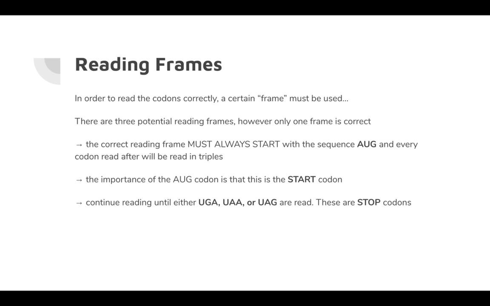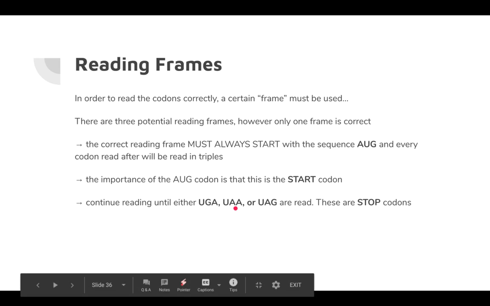Something important to remember is reading frames. In order to read the codons correctly, you need to take a certain frame. A certain perspective must be used. So there are 3 potential reading frames, but only one is correct. And the one that's correct is the one that starts with the sequence AUG. The importance of AUG is that it's the start codon. AUG will always translate for the amino acid methionine, always. That's why it's the start codon. You continue reading from that AUG point in groups of 3 until you hit either UGA, UAA, or UAG. And these are stop codons.